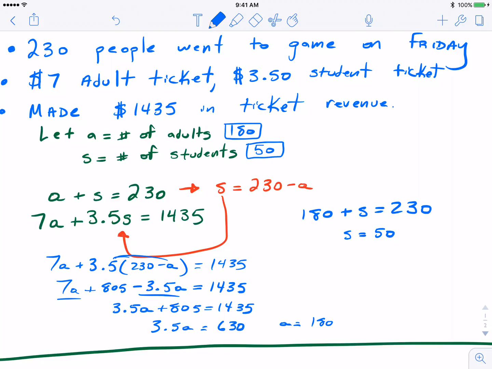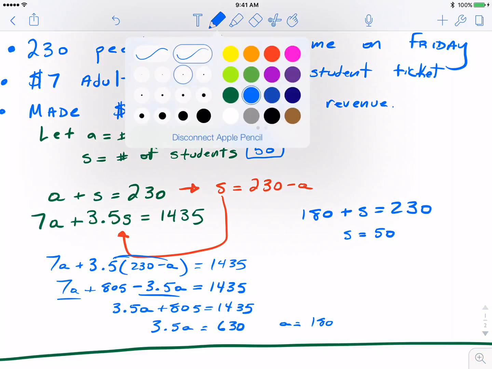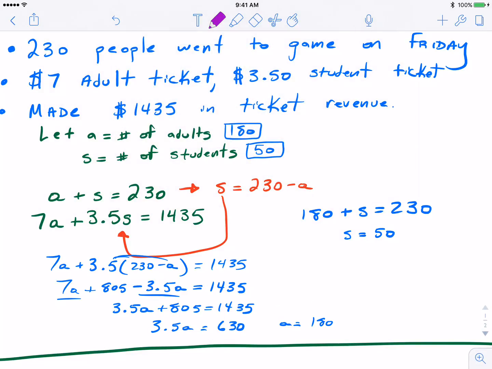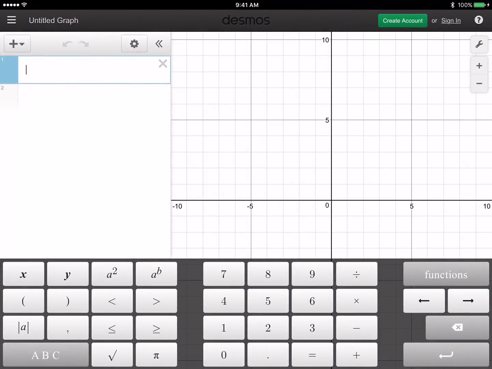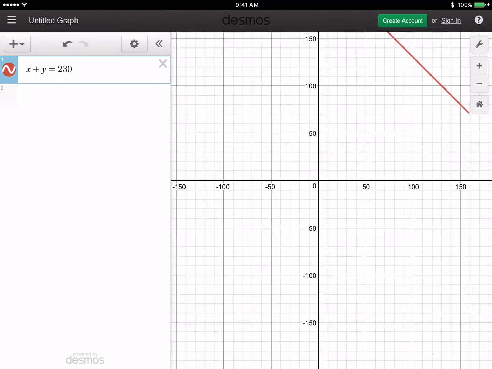And again, we would be using x and y here. Part 3 switches to x and y. So let's pretend this is x, this is y. And we're going to use Desmos. So I'm going to type in one equation, x plus y equals 230. If we zoom out, we're going to see a line somewhere there.